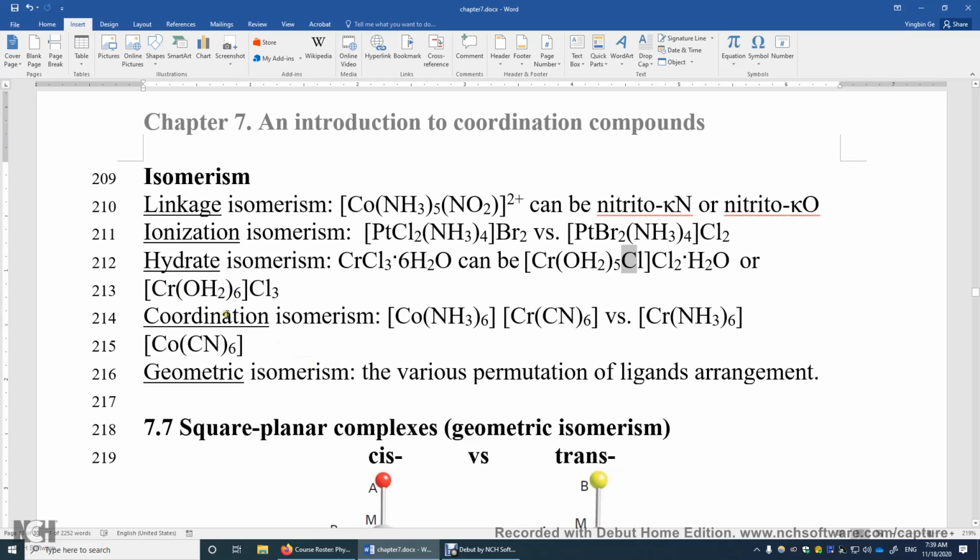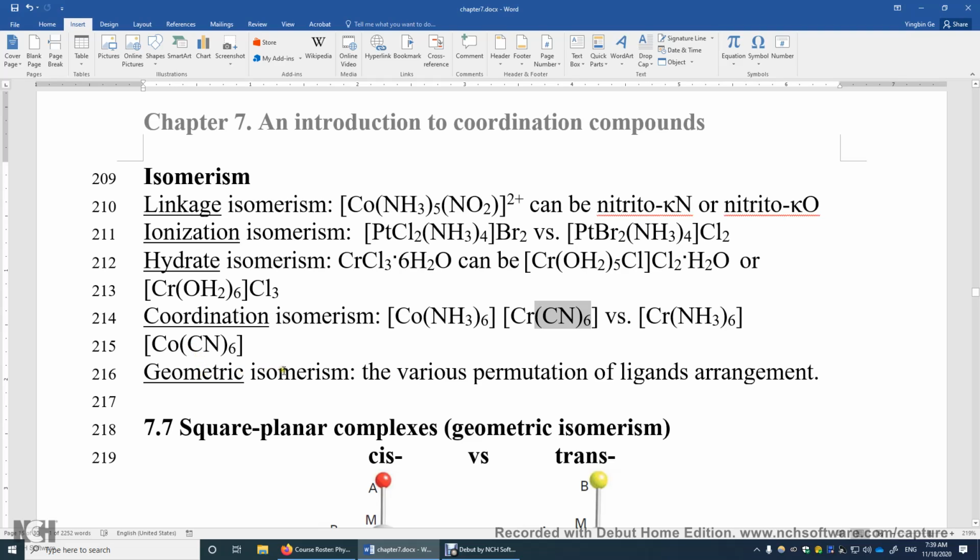There's also coordination isomerism. So if you look at this formula versus this formula, they look almost exactly the same. But over here you have 6 amine ligands bonded to cobalt. Over here you have 6 amine ligands bonded to chromium. Over here you have 6 cyanido ligands bonded to chromium, and over here you have 6 cyanido ligands bonded to cobalt. So this is the so-called coordination isomerism.